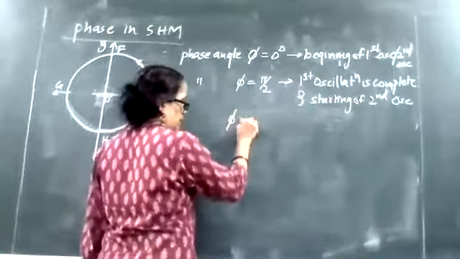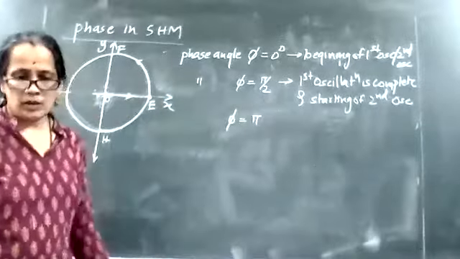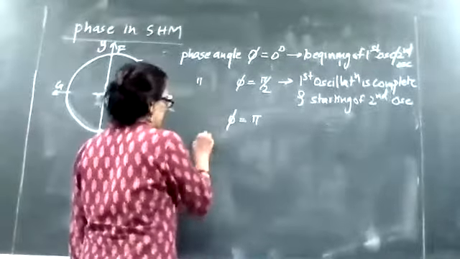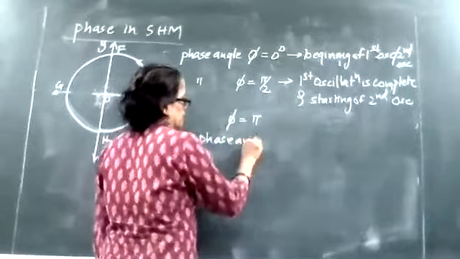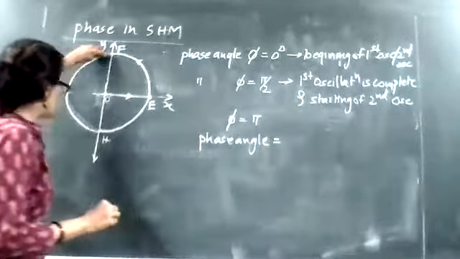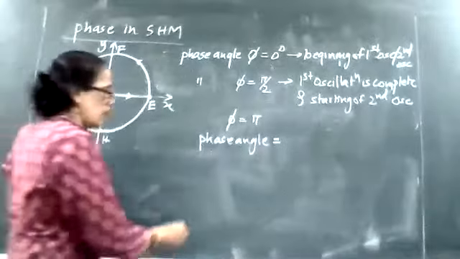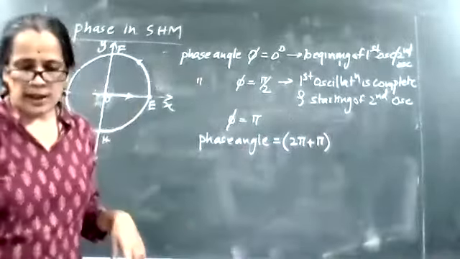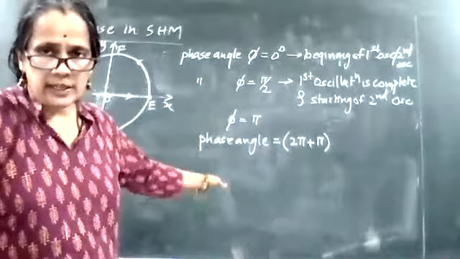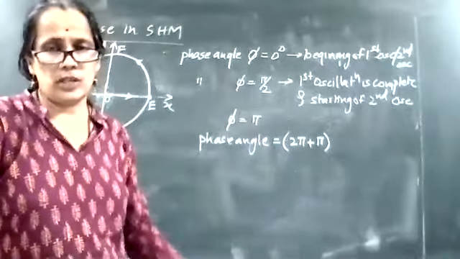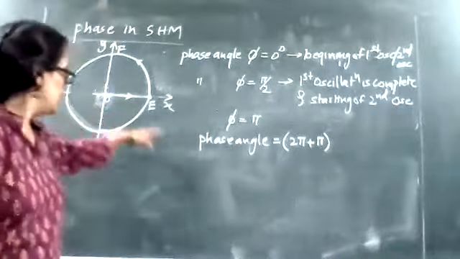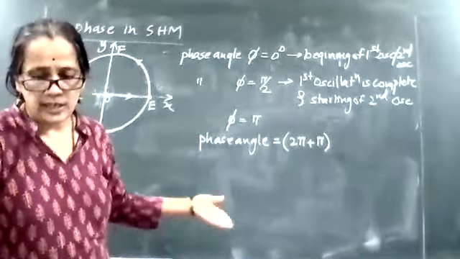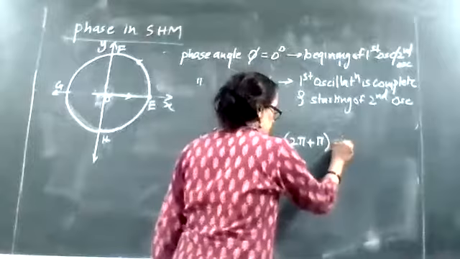Now, if your phi is equal to pi, it will come to the G point, which means the total phase angle will become 2 pi plus pi. Again, the particle is in the second oscillation, because it has not completed it. So the particle is in the second oscillation and its phase angle is nothing but 3 pi.